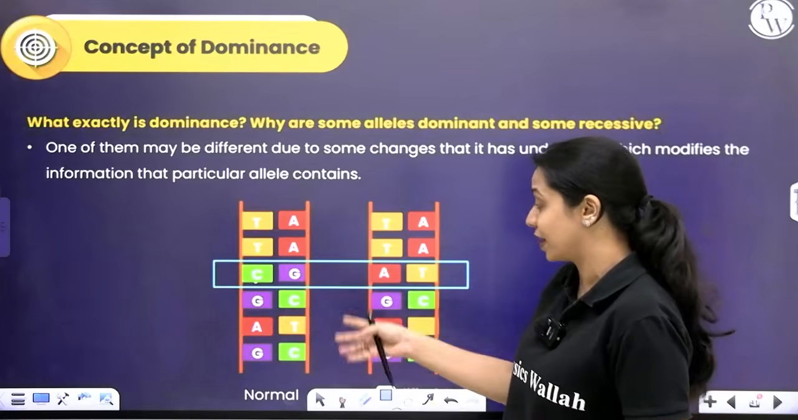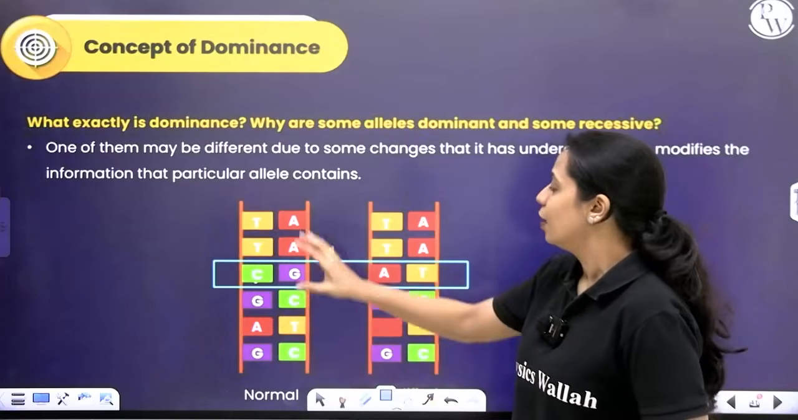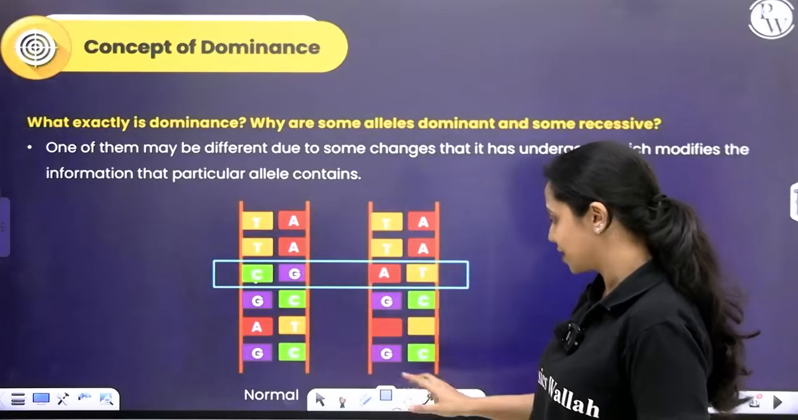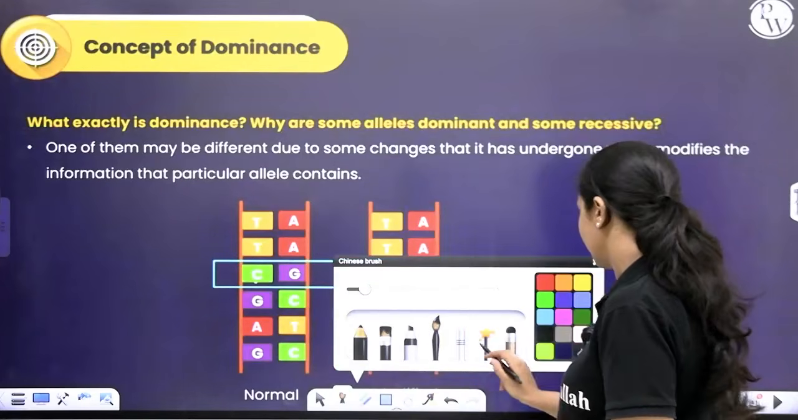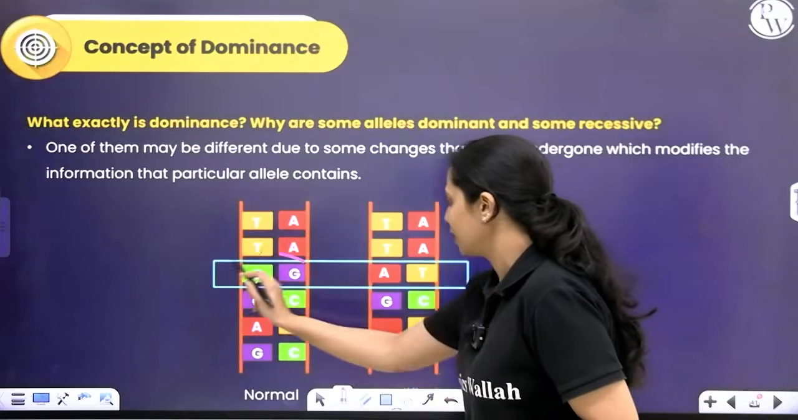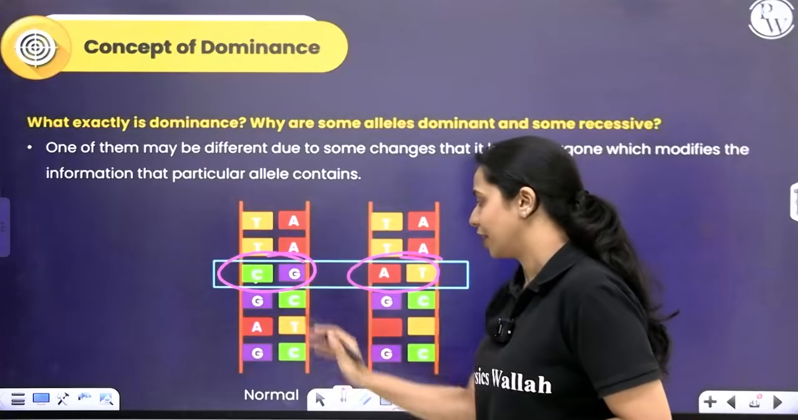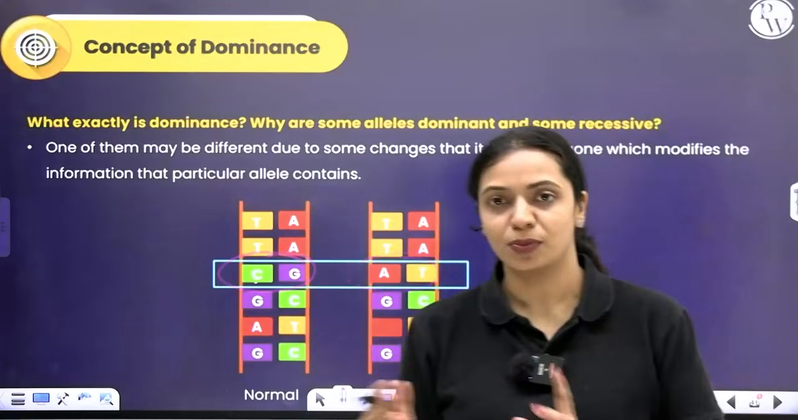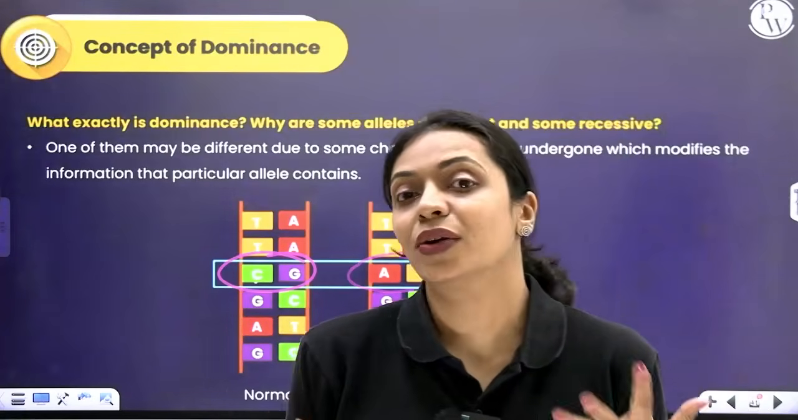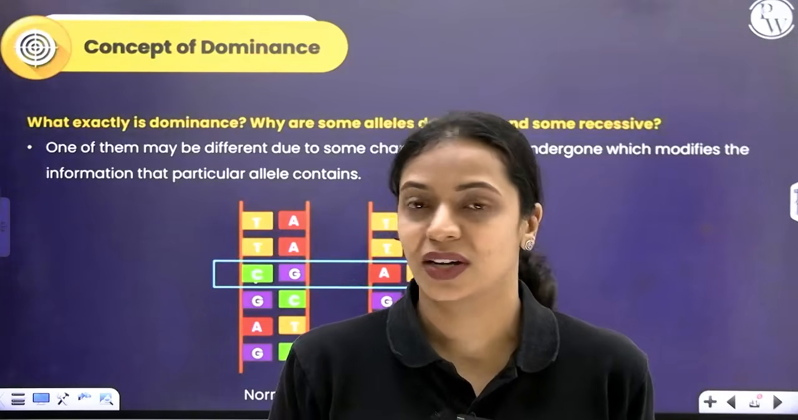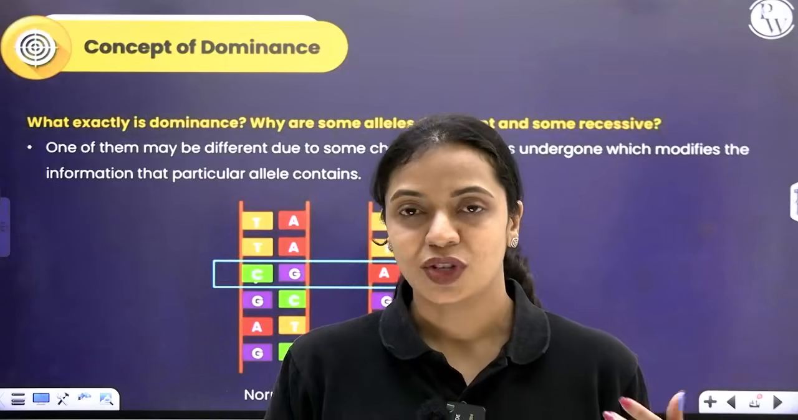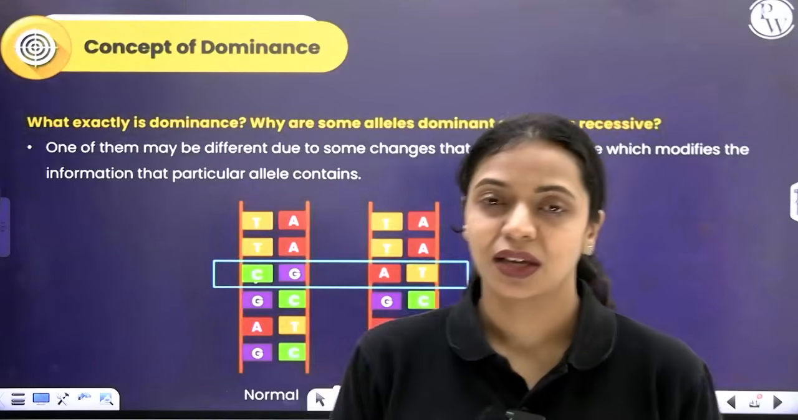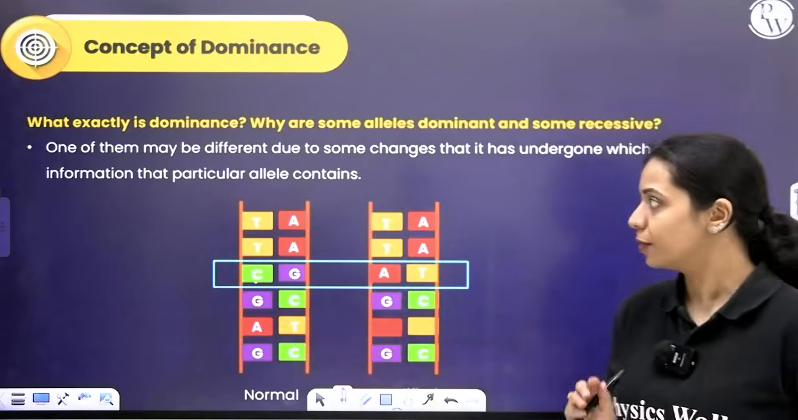For example, if you look at two alleles here, one allele has this sequence, this has this sequence, the change is only at this position. Here you have CG, here you have AT, so that is what is causing variation between these two alleles. Now, how did that variation come about? In a population, how are new alleles introduced? That happens because of mutations.